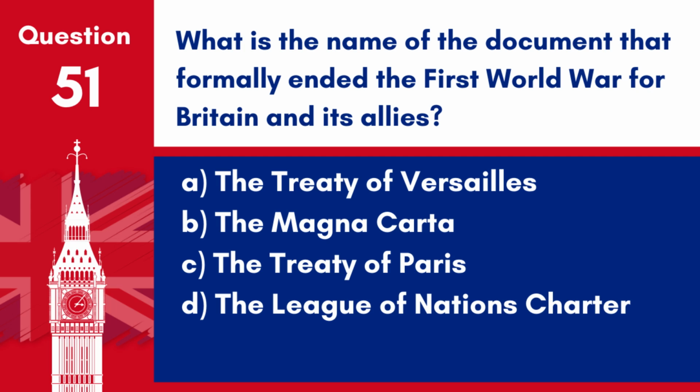Question 51. What is the name of the document that formally ended the First World War for Britain and its allies? A. The Treaty of Versailles. B. The Magna Carta. C. The Treaty of Paris. D. The League of Nations Charter. Answer: A. The Treaty of Versailles. The Treaty of Versailles, signed in 1919, formally ended the First World War for Britain and its allies.